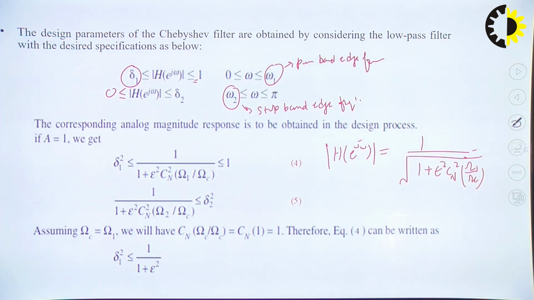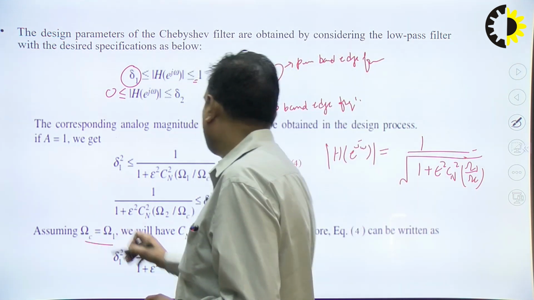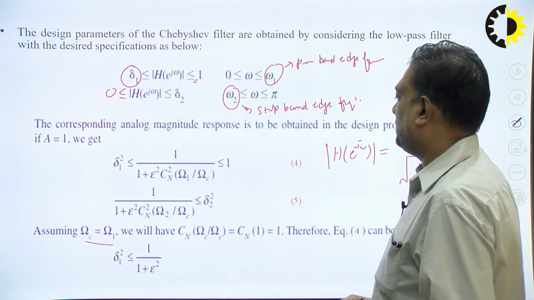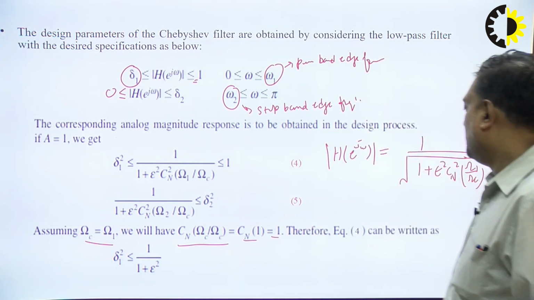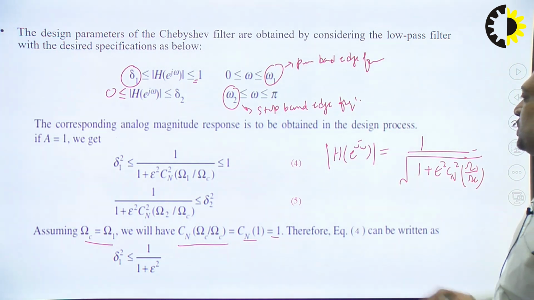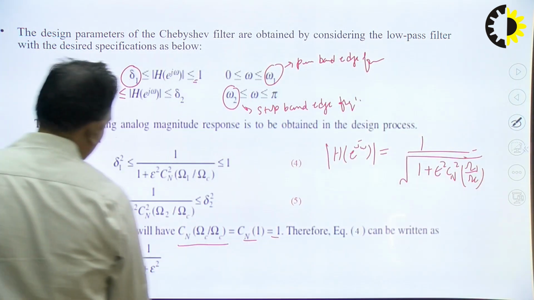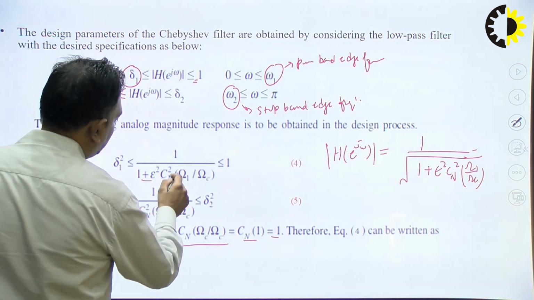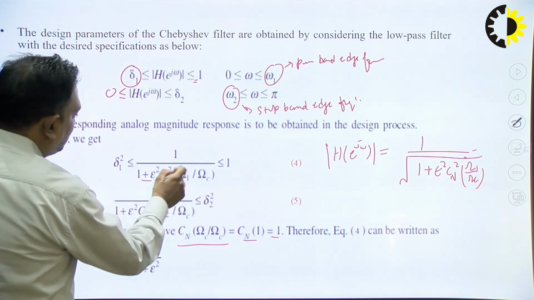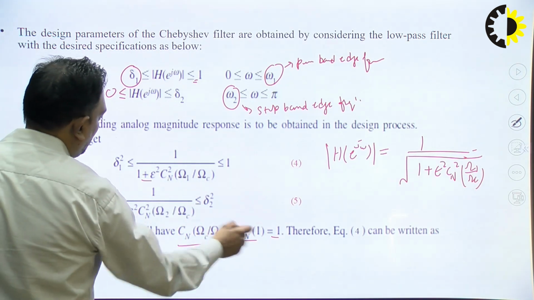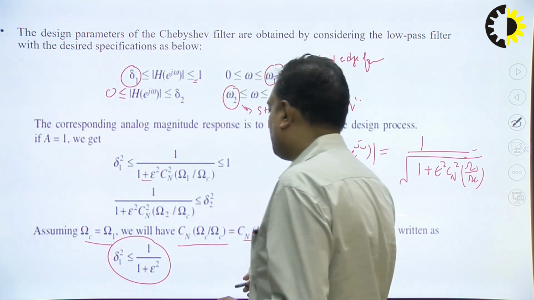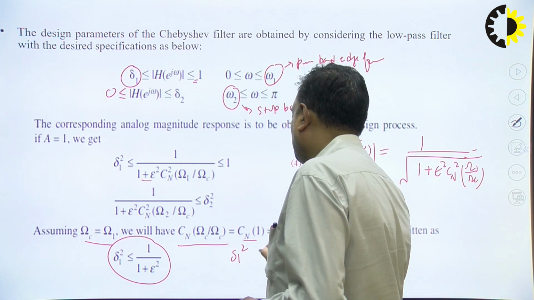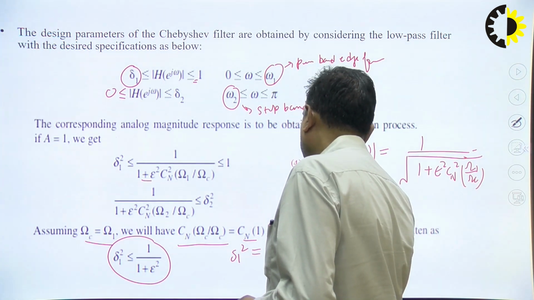Now for simplicity in the design, what are we assuming? We are assuming that omega c will be equal to omega 1. So when omega c is omega 1, Cn of omega c by omega c, or Cn of 1, will be equal to 1. So we can write this equation 4 as delta 1 squared less than or equal to 1 upon 1 plus epsilon squared, because when omega 1 equals omega c, the value becomes 1 and Cn of 1 is equal to 1. So we get the relation delta 1 squared less than or equal to 1 upon 1 plus epsilon squared. For calculating the value, we take the equality sign: 1 upon 1 plus epsilon squared.